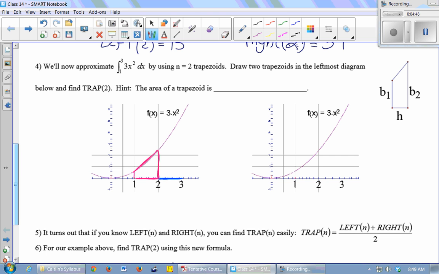Trapezoid, it's not too hard to find the area of a trapezoid. It's a little harder than a rectangle, but not too bad. And then same thing over here, go up to my curve on the left and the right, and connect them with a line. Okay, do you guys remember the area formula for a trapezoid? Close. Colder.